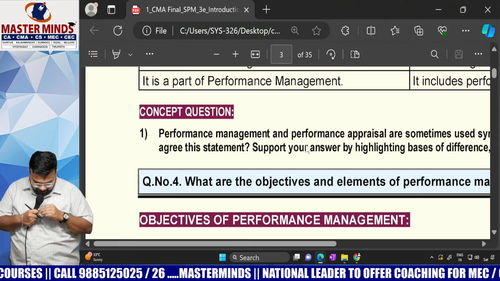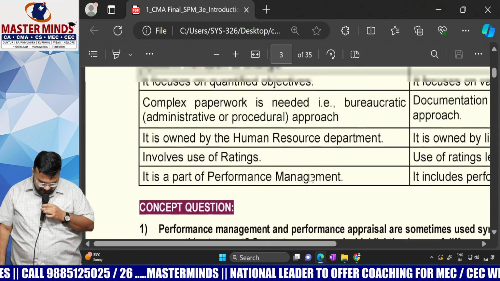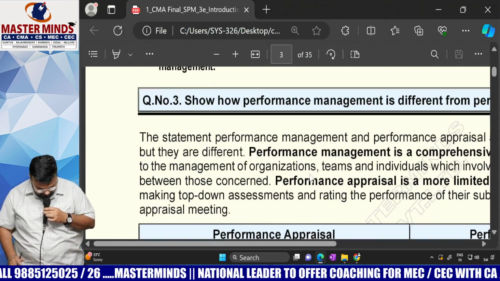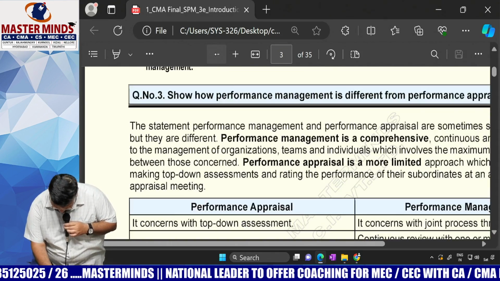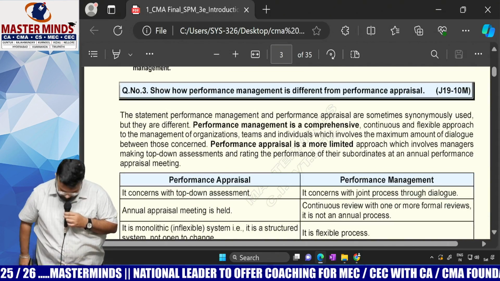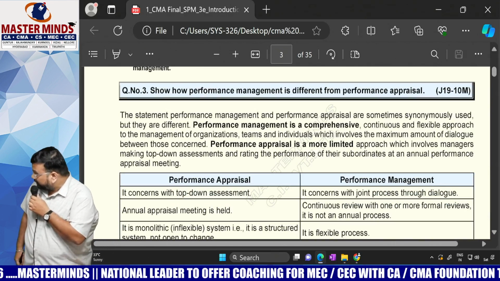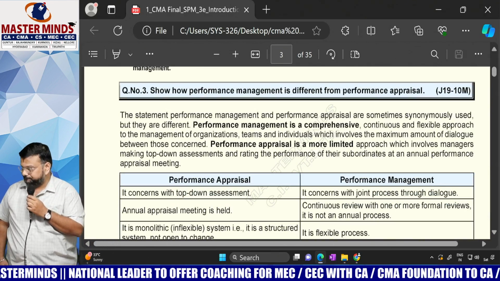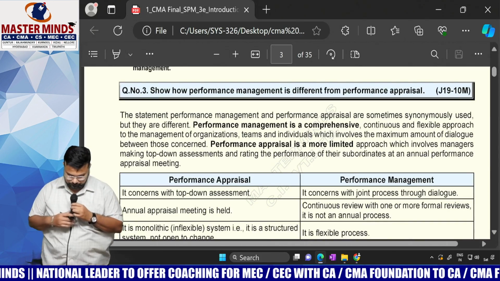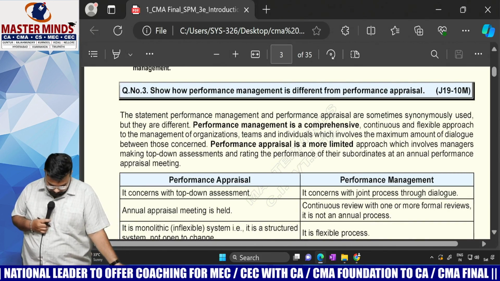Okay, so without any further ado, let us start question number 3. That is the difference between performance management and performance appraisal. Show how performance management is different from performance appraisal.